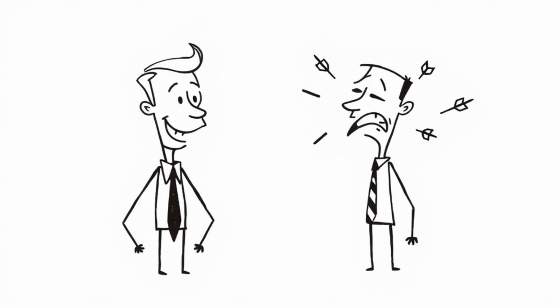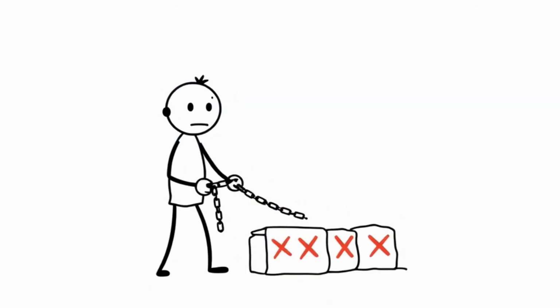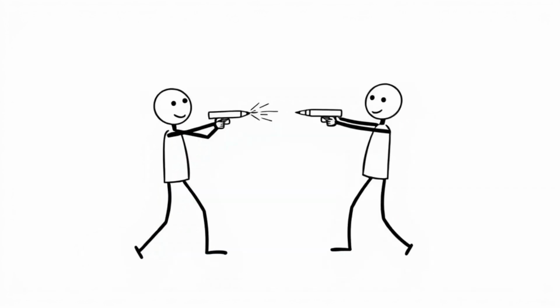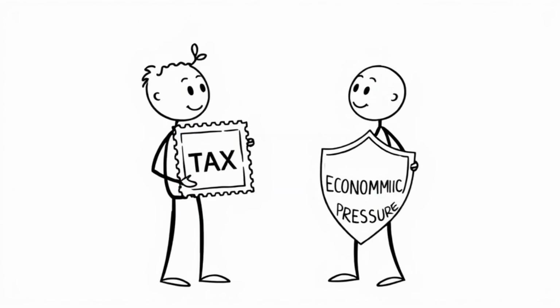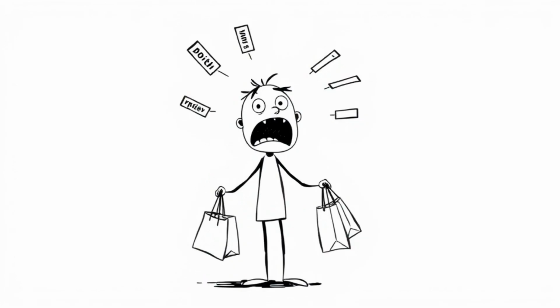But when relations are tense, things change. Countries might increase taxes on foreign products to protect their own industries. They might place restrictions on certain goods. They might even apply sanctions to block trade entirely. This is sometimes called a trade war. Instead of using weapons, countries use economic pressure. If one country raises taxes on imported products, those products become more expensive. Consumers pay more.